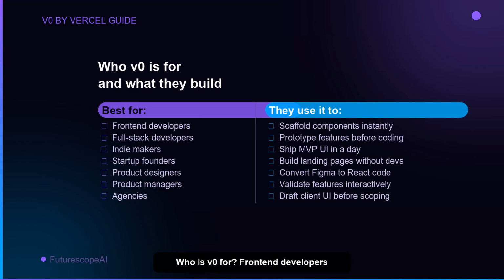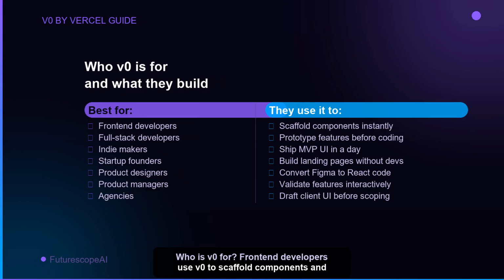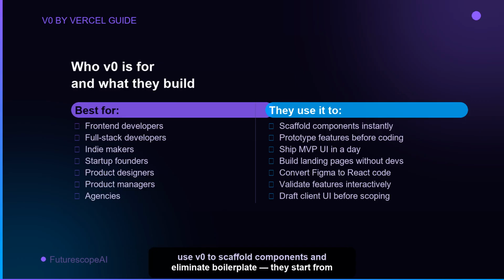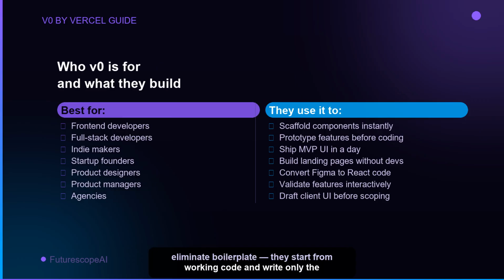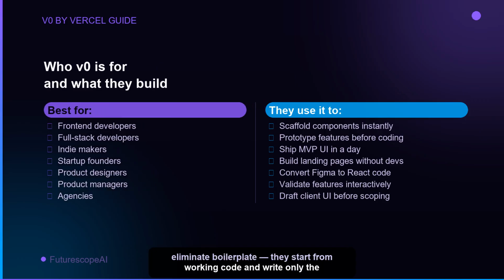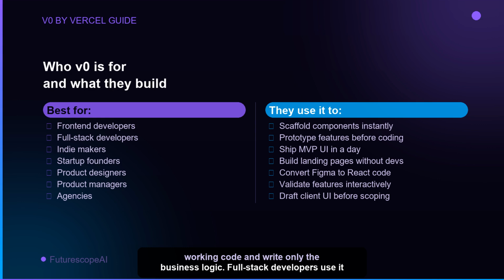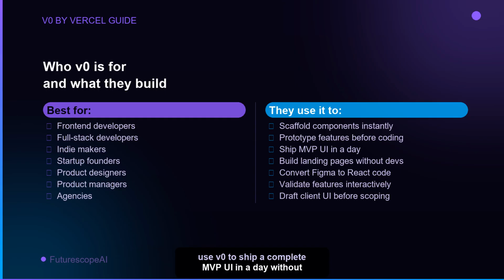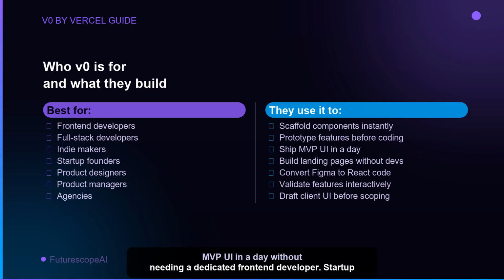Who is V0 for? Front-end developers use V0 to scaffold components and eliminate boilerplate. They start from working code and write only the business logic. Full-stack developers use it to prototype features quickly before committing to a full implementation. Indie makers use V0 to ship a complete MVP UI in a day without needing a dedicated front-end developer.